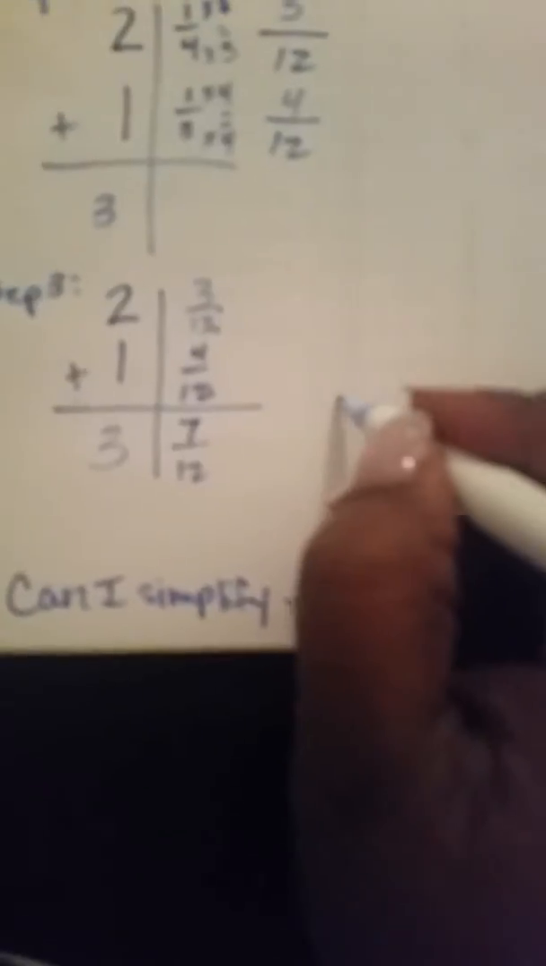I know that my denominator remains the same. It is 12 because my denominator is 12 in both of these. And my new numerator is 7. So 2 1/4 plus 1 1/3 equals out to 3 7/12.